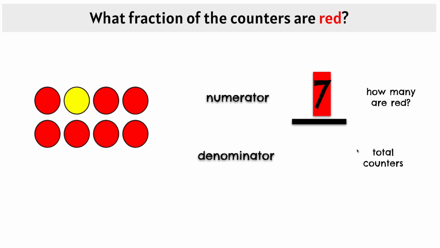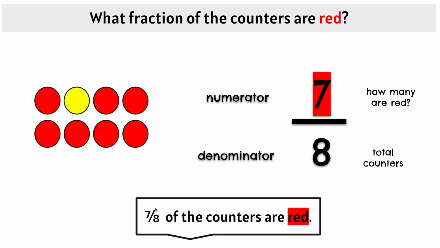The denominator is the total number of counters in this set. Let's count them. 1, 2, 3, 4, 5, 6, 7, 8. The denominator is 8. We can say that 7/8 of these counters are red. What about yellow? We can say that 1/8 of the counters are yellow.